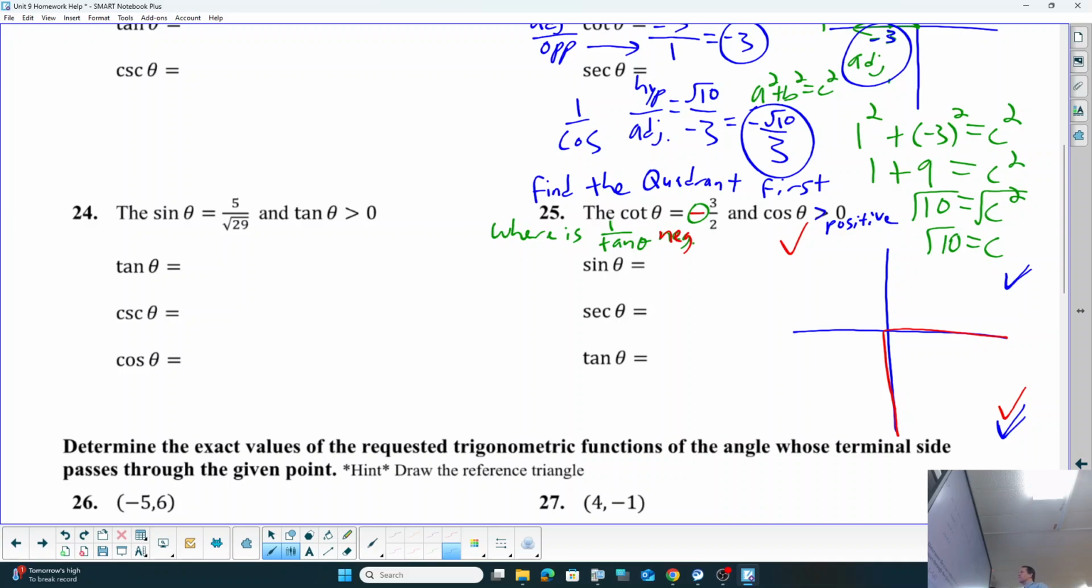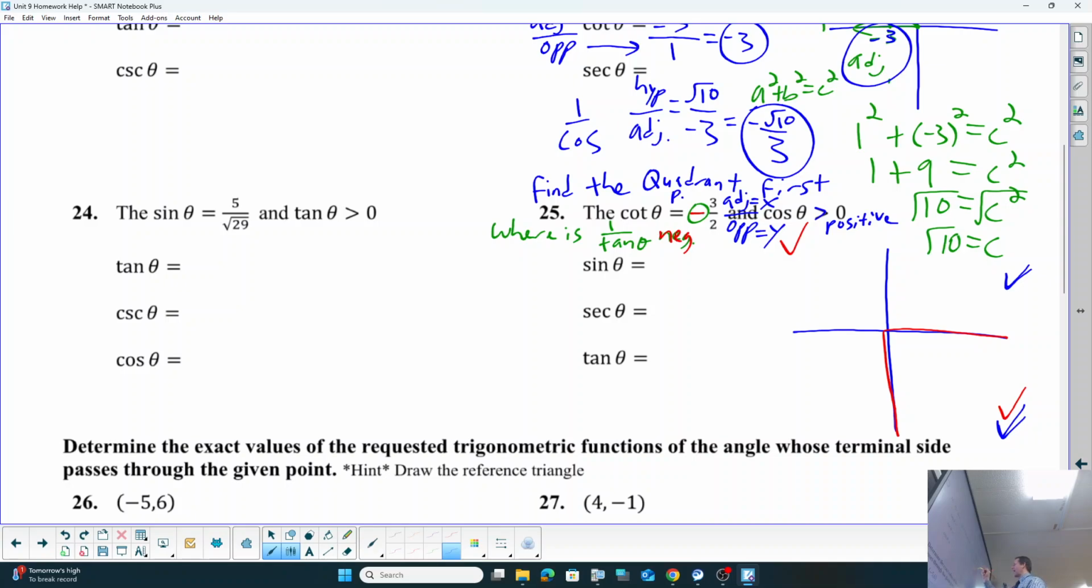So that's cotangent. Cotangent is adjacent over opposite. Pause me. You know what to do now. Try it on your own. So adjacent over opposite. So let's see. So adjacent is x, and opposite is y.